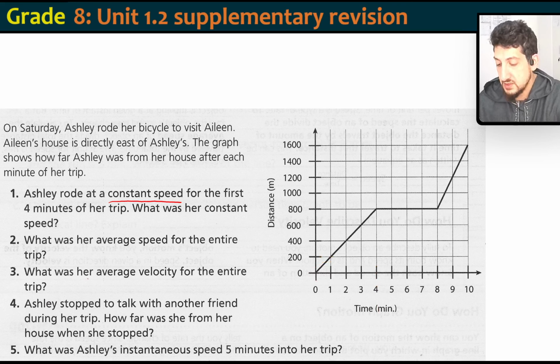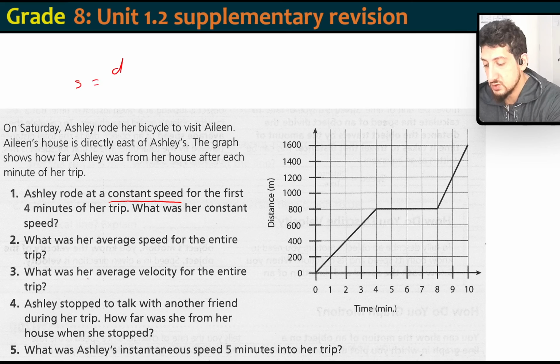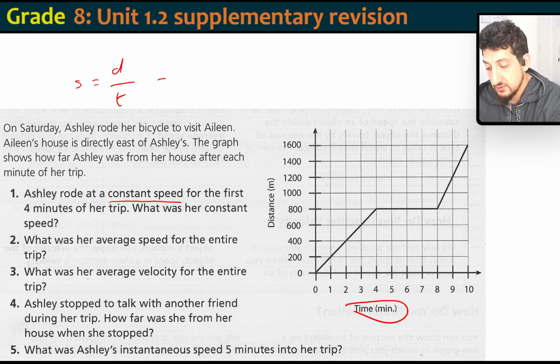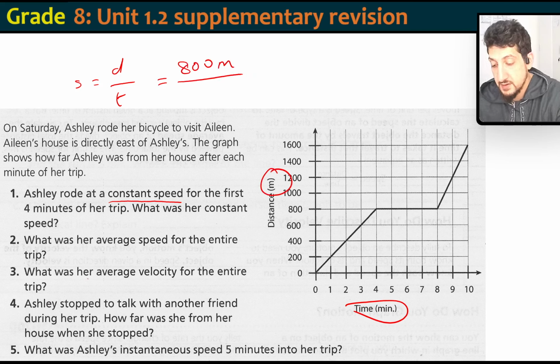What was her speed? Well, the speed is equal to the rise over the run. The speed is equal to the distance covered over the time taken. That's what speed is. Speed equals distance over time. Where's the distance? Here's the distance. Here's the time. What was her constant speed? It's going to be 800 meters per minute.